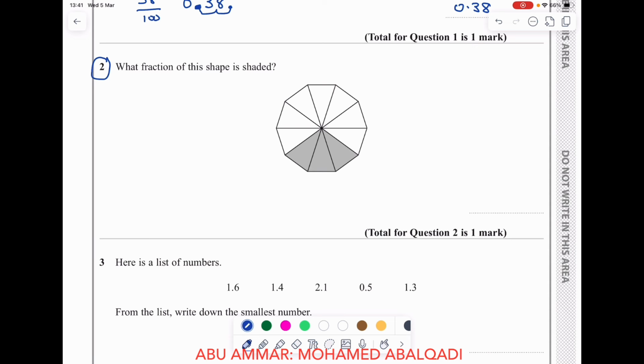Now we go to question 2, and question 2 says, what fraction of this shape is shaded? In order to do this question, we take the number of shaded shapes divided by the total number of shapes. The number of shaded shapes are 1, 2, 3, divided by the total number of shapes, which is 1, 2, 3, 4, 5, 6, 7, 8, 9, 10. So the fraction of the shape that is shaded is 3 out of 10.